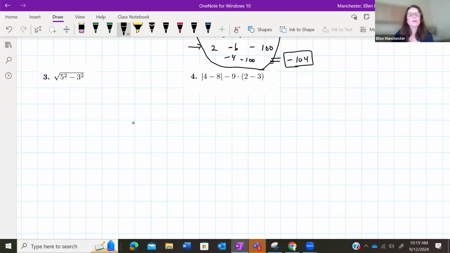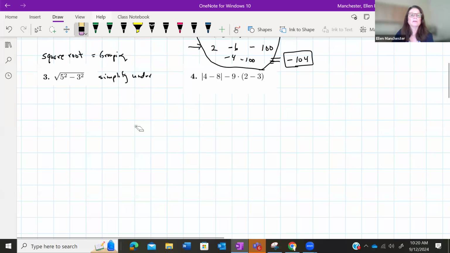All right, so here we go. So this square root, this is a square root sign. So the square root means what times what gives me whatever's underneath. So the square root is considered a grouping symbol. Okay, so we can't do anything the way it sits, so we have to simplify first. So simplify under the radical. That's another term for a square root, a radical. So read it.